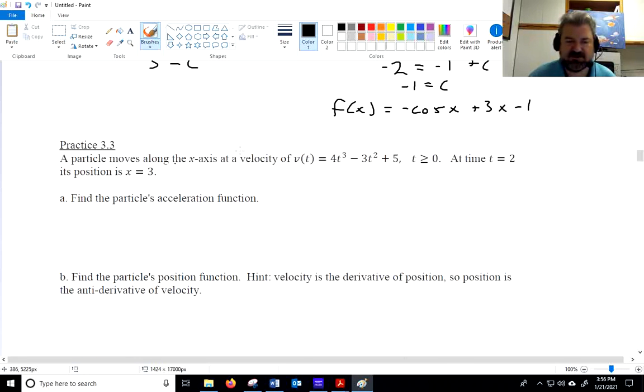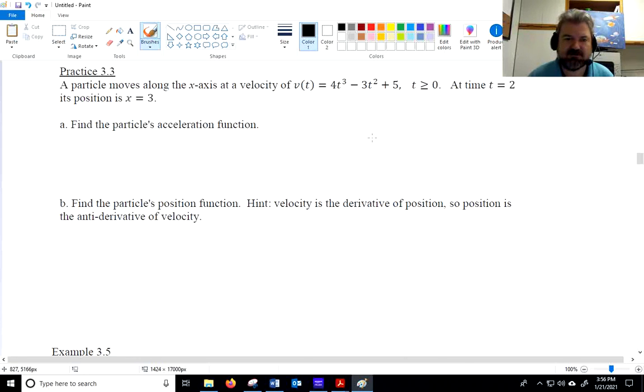All right, let's take a look at practice 3.3. A particle moves along the x-axis at a velocity of v of t equals this equation for t greater than or equal to 0. At time t equals 2, its position is x equals 3. Find the particle's acceleration function and then find its position. All right, so let's find the particle's acceleration. Well, acceleration is the derivative of velocity. So acceleration is equal to v prime. So that would be 12t squared minus 6t.